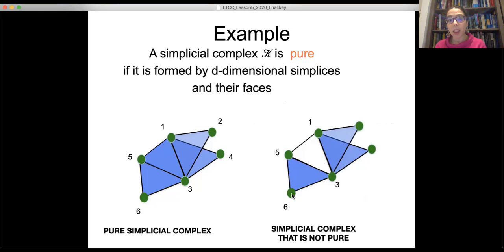So there is an example of a pure simplicial complex that is formed by d-dimensional simplices and their faces, and a case of a not pure simplicial complex: a simplicial complex formed by triangles, but also having a link which doesn't belong to any triangle. This link will be a facet of this simplicial complex, but will have dimension 1, while all the other facets will have dimension 2. And in this case, the simplicial complex is not pure.